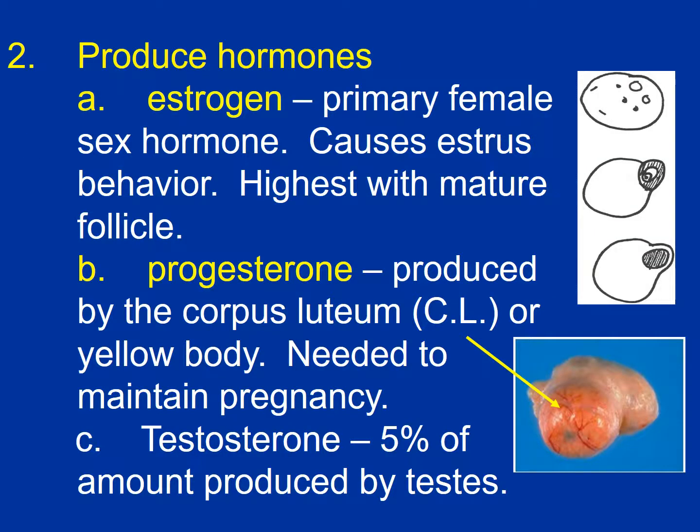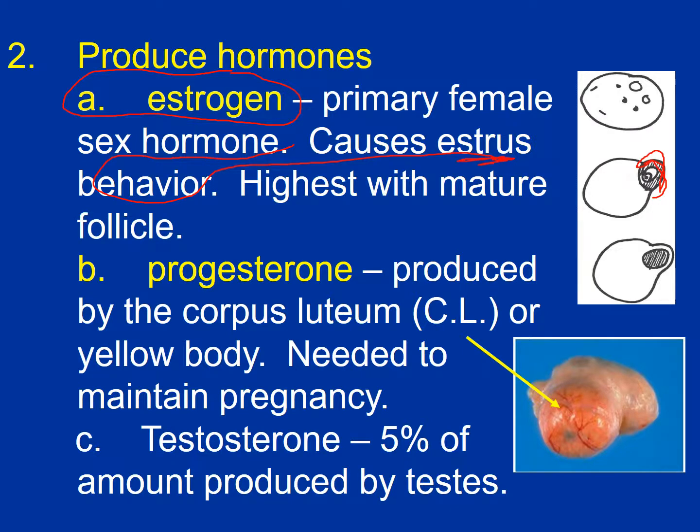The ovaries produce a significant amount of hormones which have very important functions. So usually the female hormone that we talk most about is estrogen. It causes estrous behavior. Estrus is when the females are receptive to the male. So we've got an ovary here, and here we have a mature follicle, and so when that follicle is mature, that's when we get the highest production of estrogen.